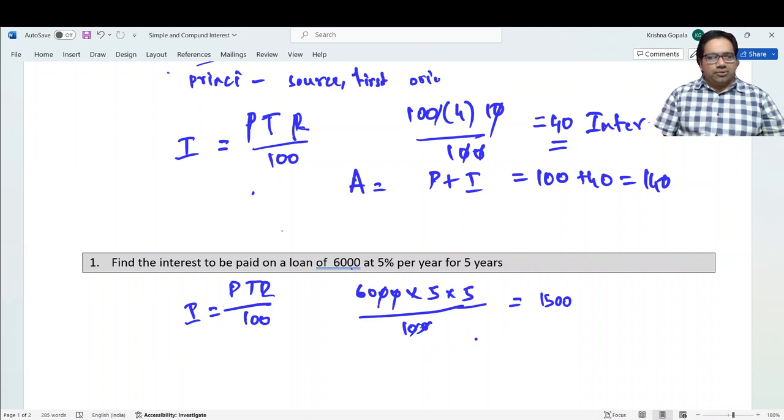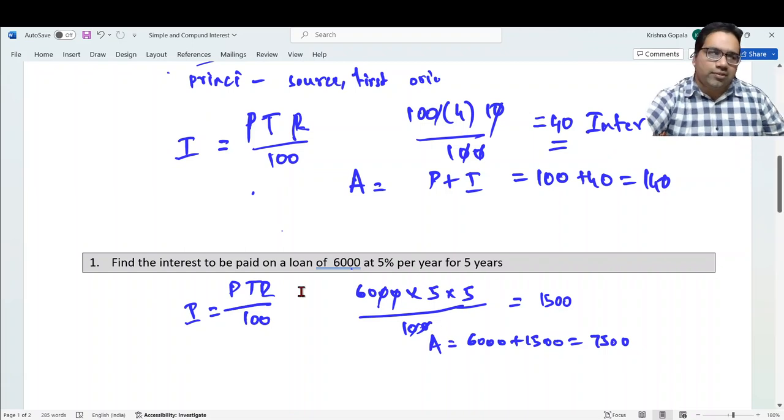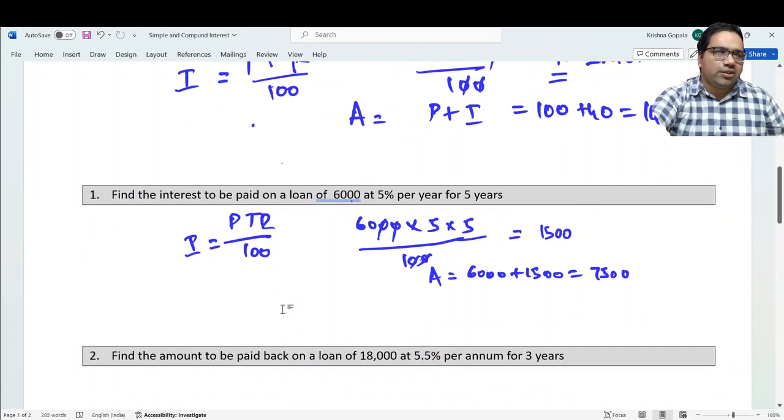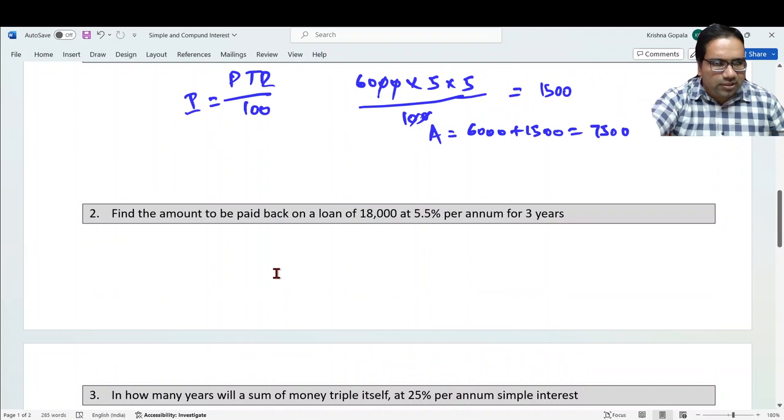What is the amount that has to be repaid? That is 6000 plus 1500 equal to 7500. You just need to understand what is the principal. Principal is the original amount. What is the time? How much time the loan is for? What is the interest rate? With this, we will get the interest, and we should be able to calculate the total amount. Total amount is the original principal amount plus whatever interest we have to give. Both we have to return.